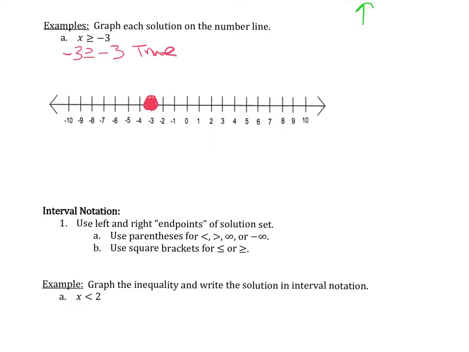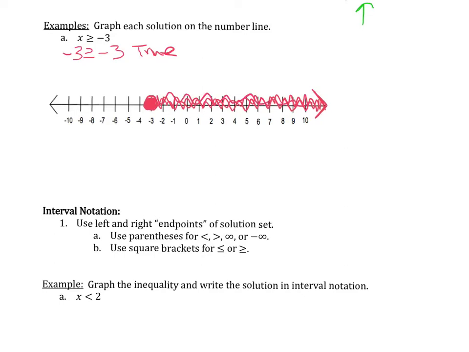Now that I have my number plotted with a closed circle, I need to shade. Well, x is greater than or equal to -3. Values that are greater than or equal to -3 are to the right of -3. So I'm going to shade to the right. I know it looks messy, but this is how I show my solution.